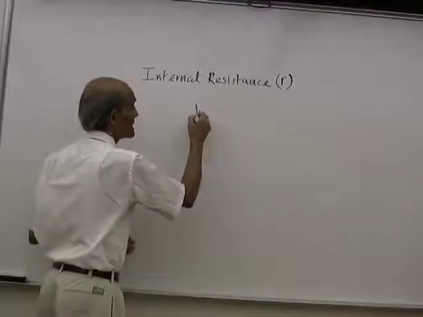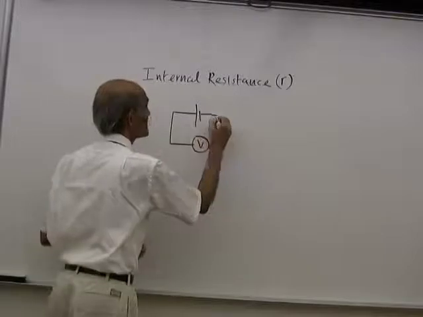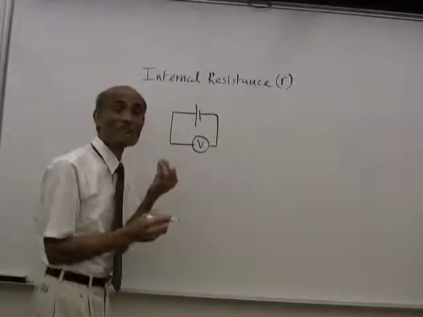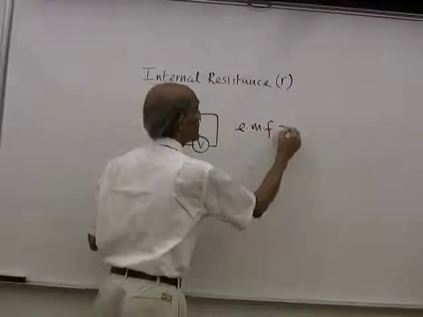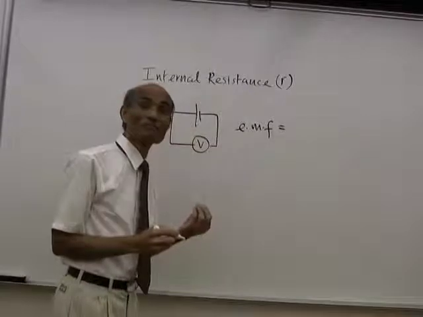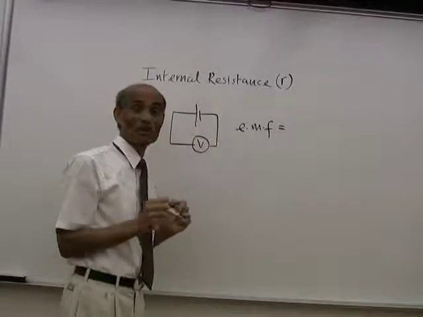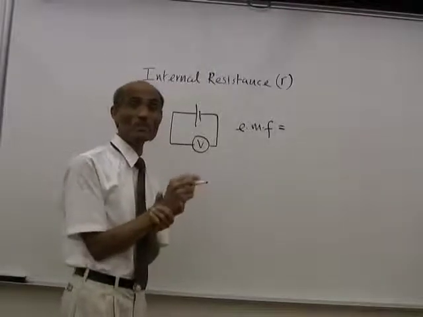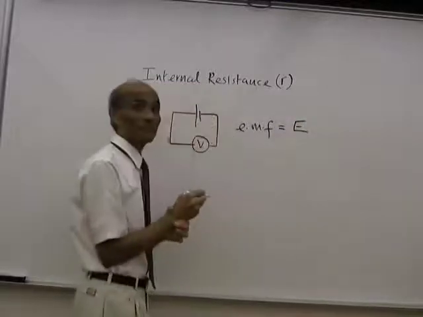If you connect a cell directly to a voltmeter, what the voltmeter measures is the EMF of the cell. So, in order to measure the EMF, you simply connect the voltmeter across the cell. And that is the first thing I have asked you to do in the test. Measure the EMF of the cell, and that is your E.